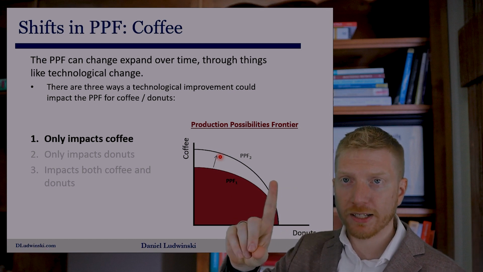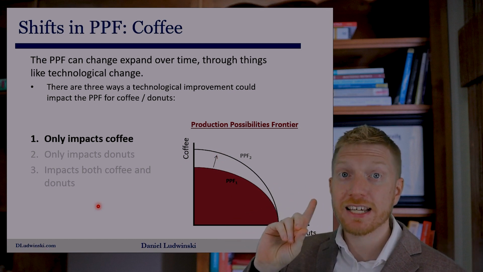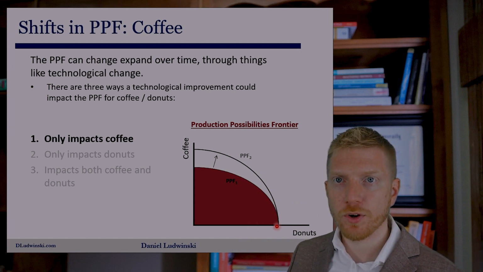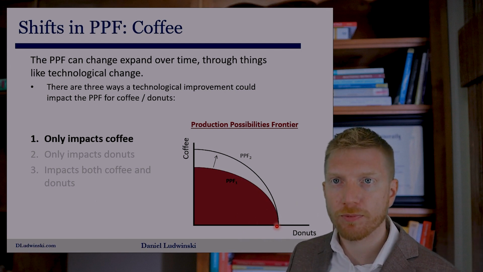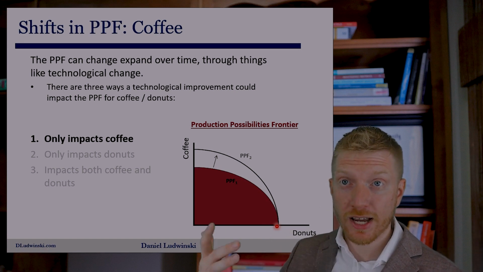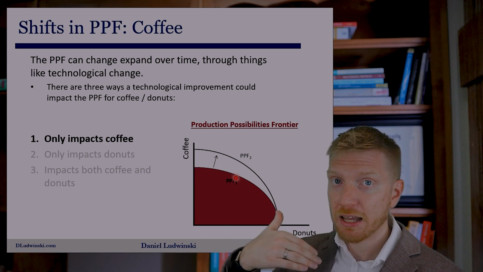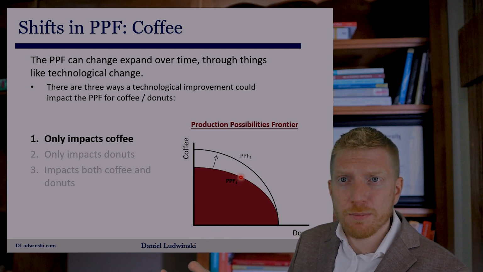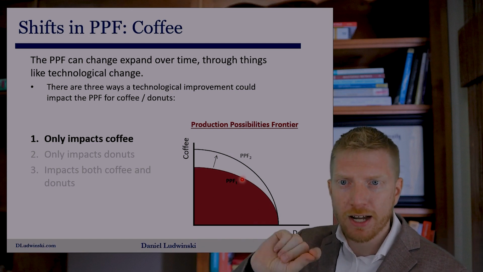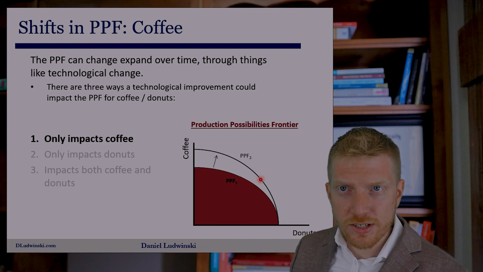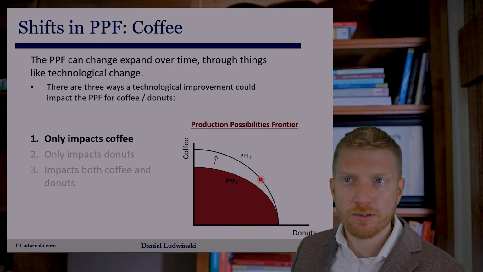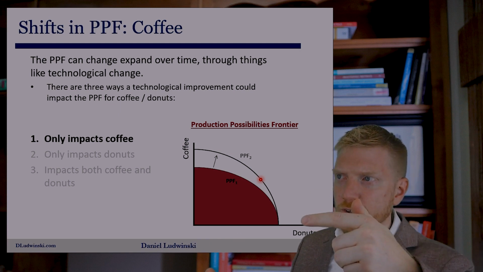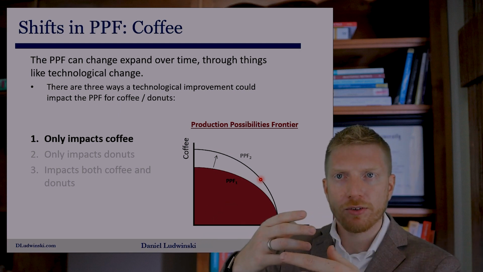Right? Every point has actually shifted on this PPF. Even though it's only impacting coffee, every point has shifted except one. The only point that hasn't shifted is the point where you are only producing donuts. So we could have a technological improvement in coffee, and you could choose, well, we don't need to make more coffee. You could keep your coffee production the same, maybe if you're at this highlighted area, and just increase donuts. Which in some ways seems weird. Wait, coffee got easier to make, but we're making more donuts.